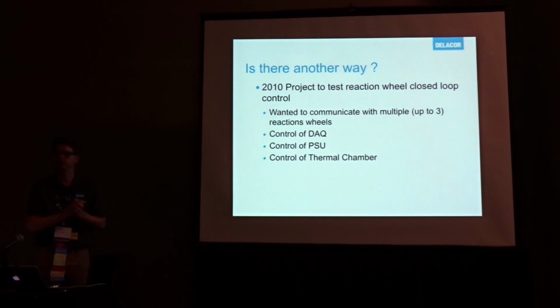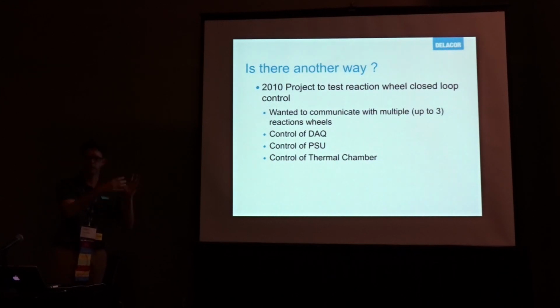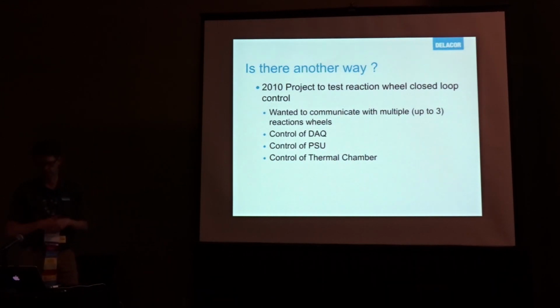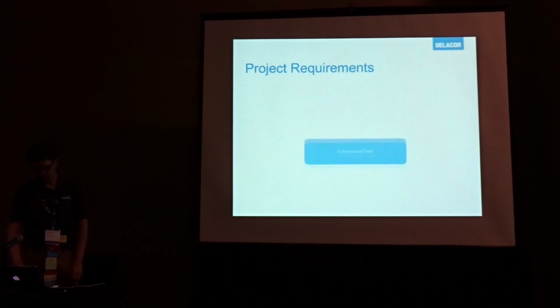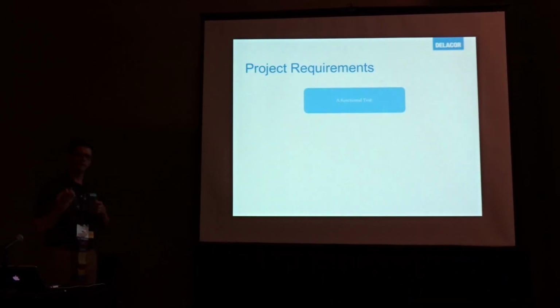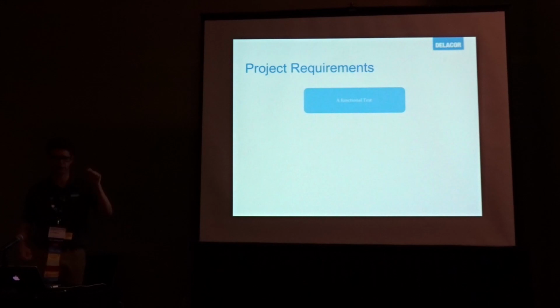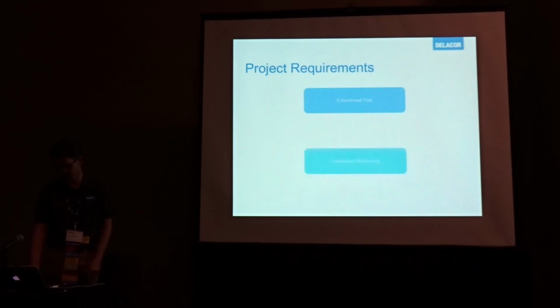We also had a thermal chamber, and we needed to be able to control the thermal chamber and have 3 devices under test, 3 wheels in the chamber, and cycle them over temperature as well. So that was the specifics of the test. From a project level, they wanted these high-level requirements. They wanted a functional test: hit the go button and have a pass-fail result for each wheel being tested.